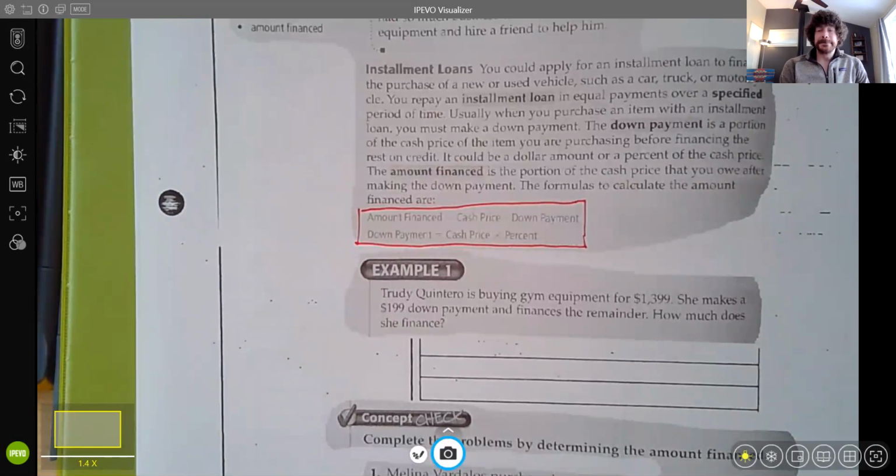So that's the idea of an installment loan. You give a certain amount of money to be like, yes, I'm serious about this. Here's a few $1,000s to get started, and then I'll pay the rest off over time in monthly payments.